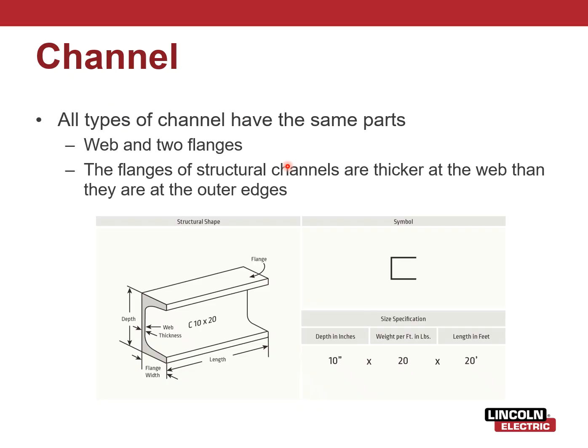Okay, so all types of channel have the same parts. It's going to have a web, which is the vertical, and two flanges, the two legs you see coming off. The flanges of the structural channels are thicker at the web than they are at the outer edges. So they come in and they're not perfectly 90 degrees. They kind of come in at an angle off of the web.